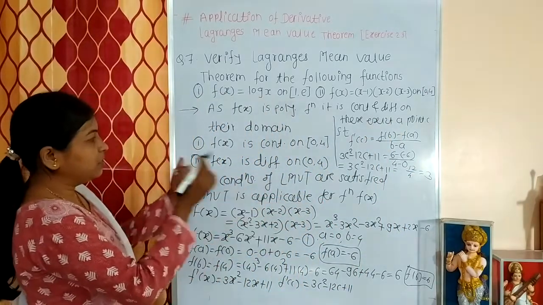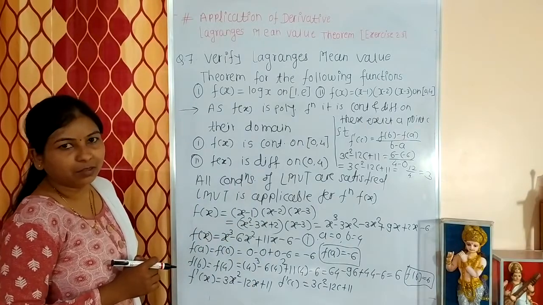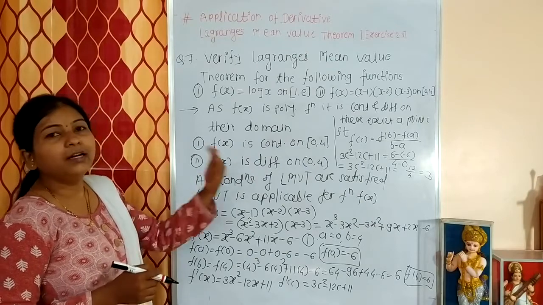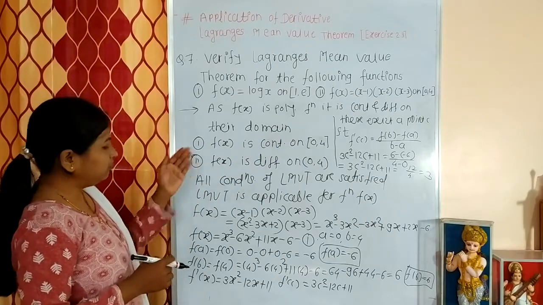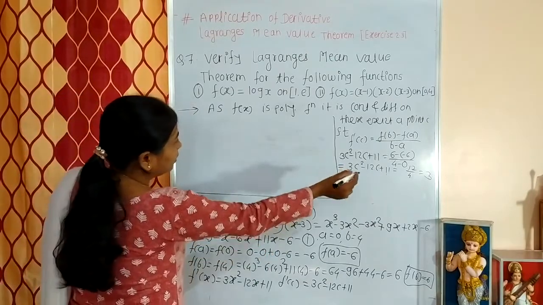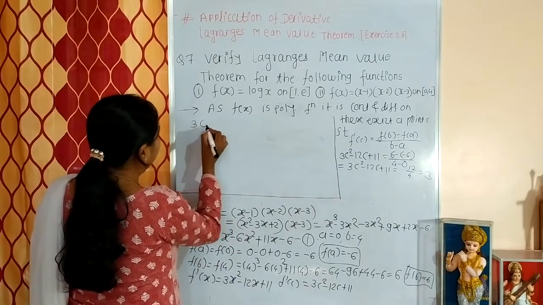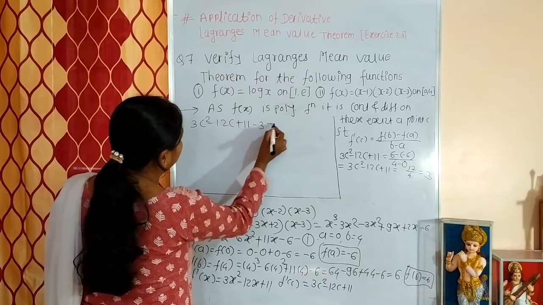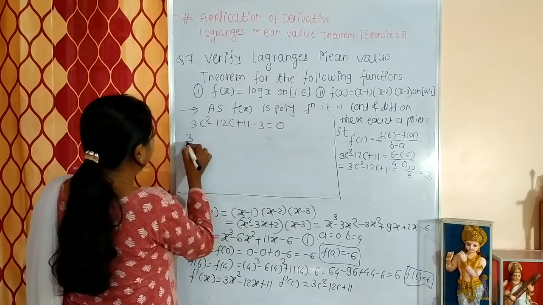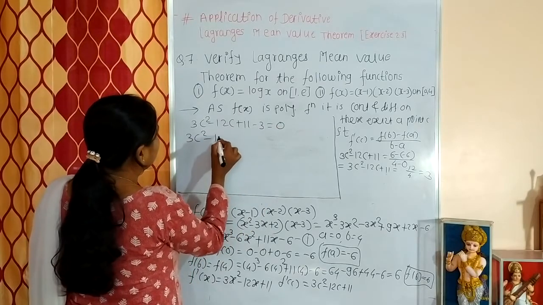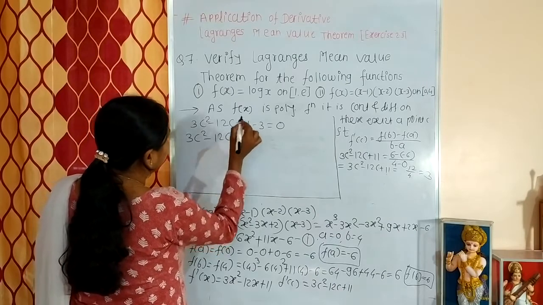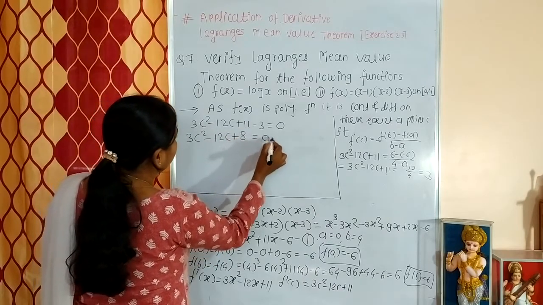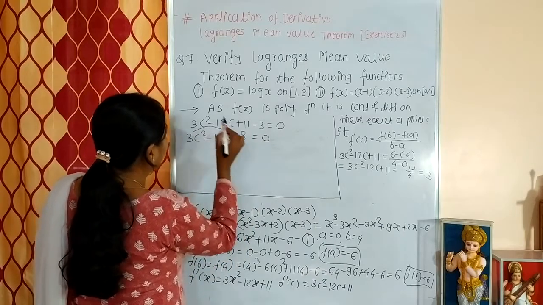Then we transfer this 3 to the left hand side, and then we have to solve this quadratic equation to find the value of c. So 3c square minus 12c plus 11 minus 3 is equal to 0. Simplifying, 3c square minus 12c plus 8 is equal to 0. So we have to solve this quadratic equation.